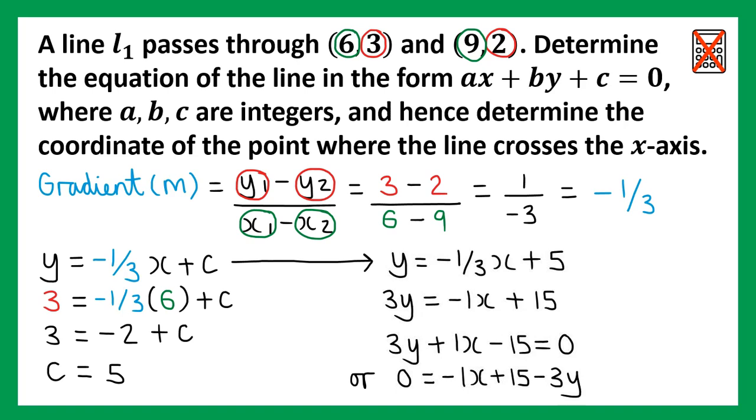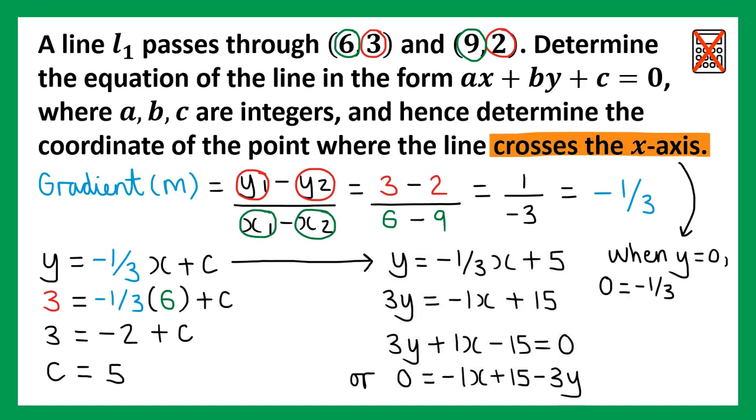Lastly, determine the coordinate of the point where the line crosses the x-axis. It might be easier to do this using my equation written in the form of y equals negative 1/3 x plus 5. When the line crosses the x-axis will be when y is equal to 0. So you can substitute this into the equation to give me 0 equals negative 1/3 of x plus 5.